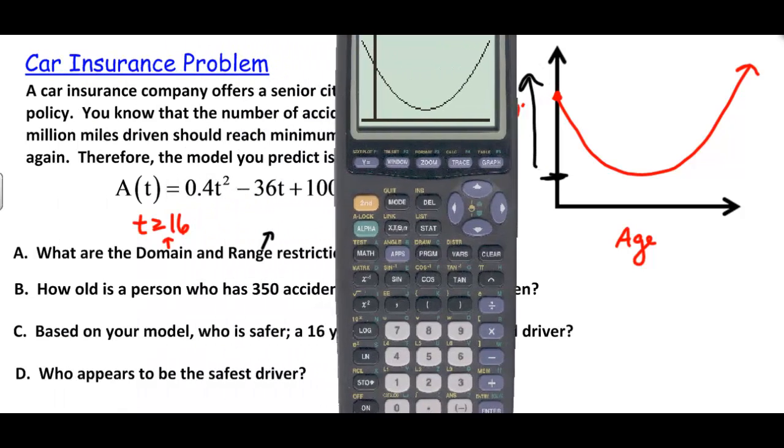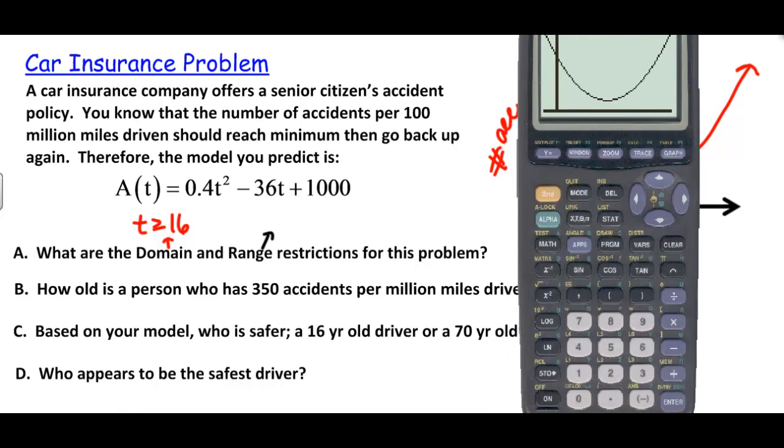So the next question says, how old is a person who has 350 accidents per million miles driven? Well, this is a y value, because that's our number of accidents. So if you remember, we're going to go into our graph, our y equals, and I'm going to type in 350. It's already in million miles driven, so I can just type in 350. I'm going to hit graph, and I should see this horizontal line drawn. If I notice, it hits my graph twice. So there's a younger age and an older age that have 350 accidents per million miles driven.